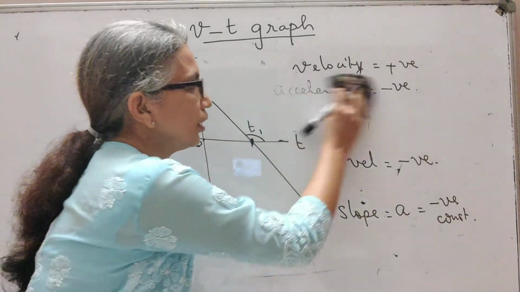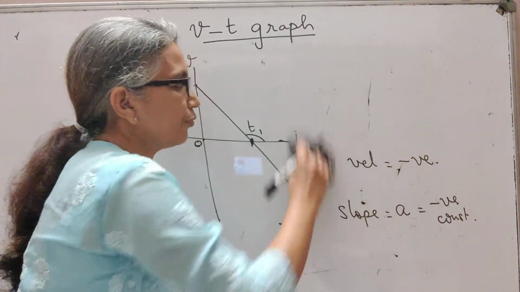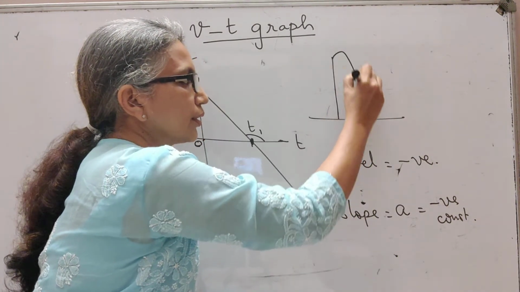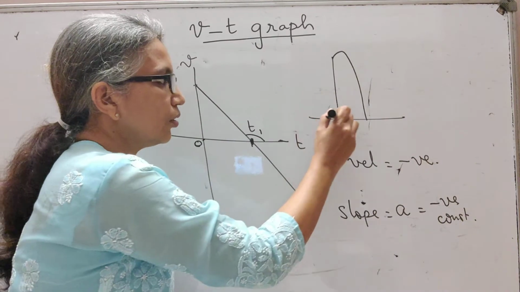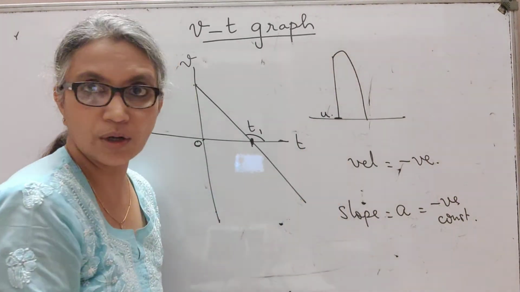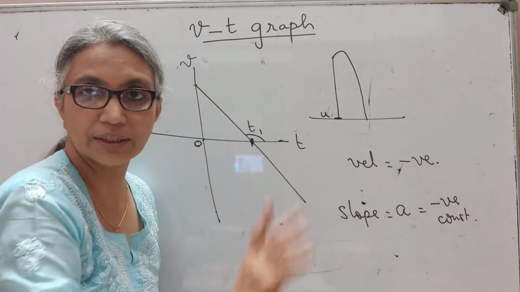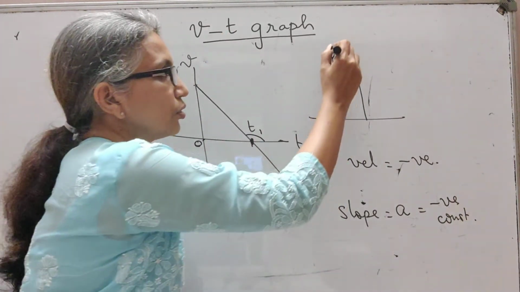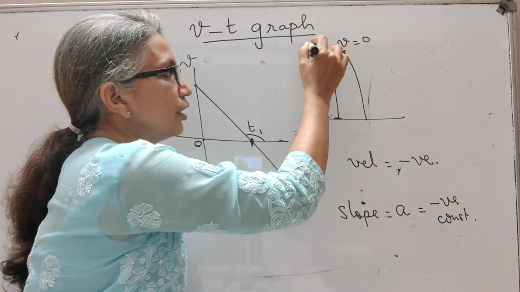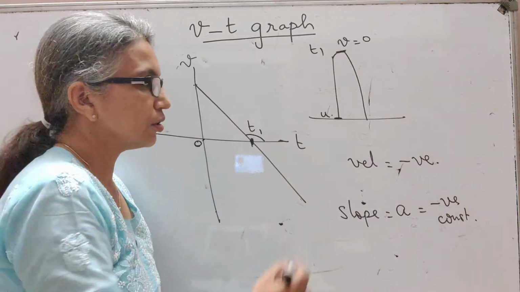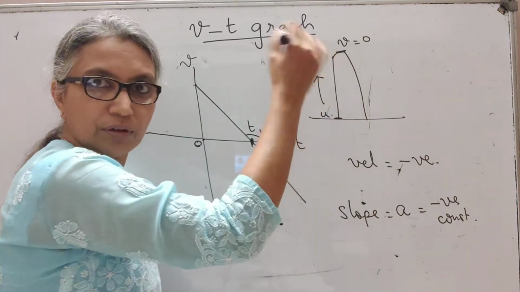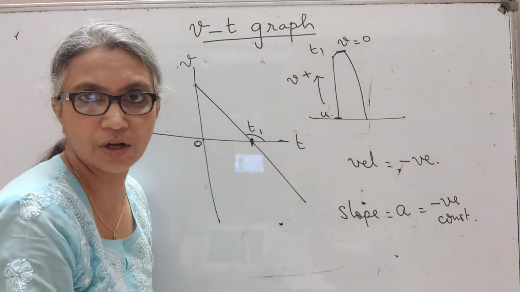Suppose we have a body being thrown up, and then it's coming down. Now let's say this is the initial velocity. If you throw a body up, at the maximum height its velocity will reduce to 0. So here the velocity will reduce to 0, and let's say it reached here at time t1. So its velocity until now is in the upward direction. Upward direction means velocity is positive.